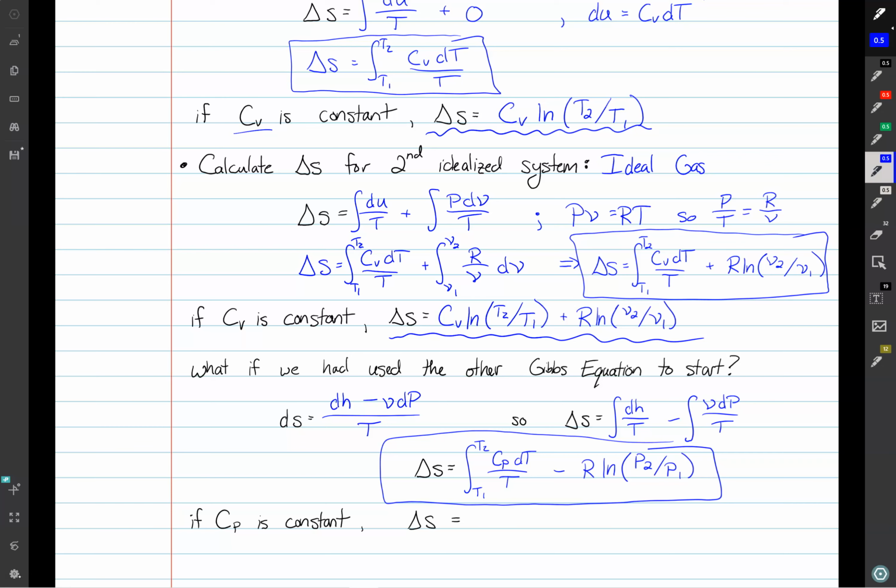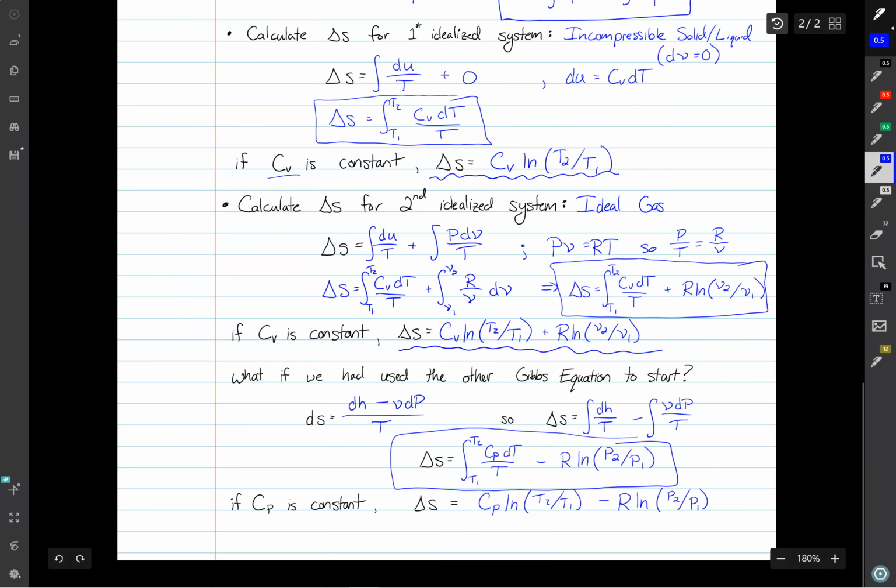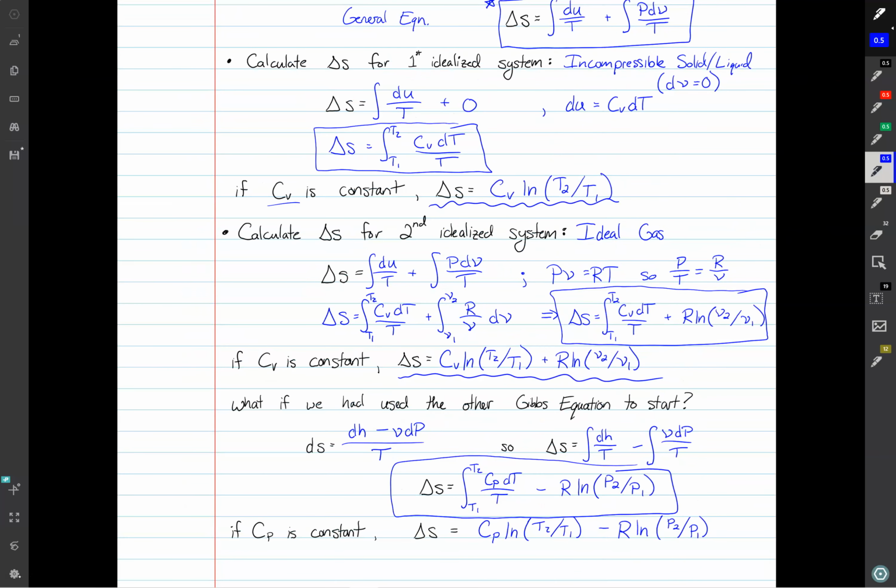And if we have a constant heat capacity, we could solve this. This would be Cp times the natural log of T2 over T1 minus R times the natural log of P2 over P1. All of these equations for entropy, they're all in some ways derived from energy balance equations, which I think is kind of neat. Right? We see energy balances really popping up all over.